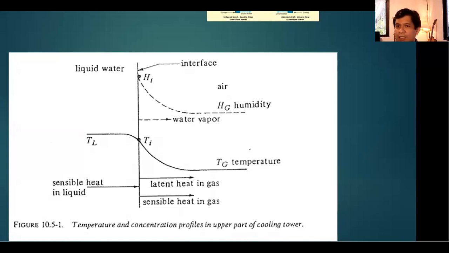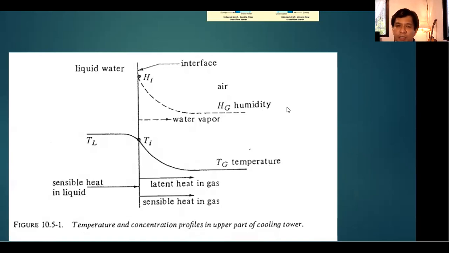The second one is the latent heat. When you mix water and air, a certain portion of water will evaporate, and evaporation results in cooling. The driving force of evaporation is concentration. The concentration of water in the air is lower compared to the liquid water. The air we use is not saturated with water, so there is still an amount of liquid water that will evaporate, and evaporation results in cooling. Question?